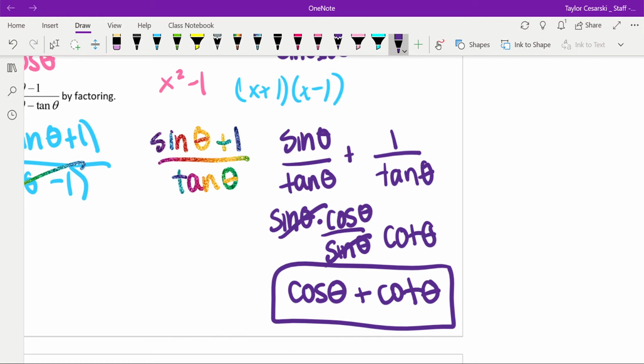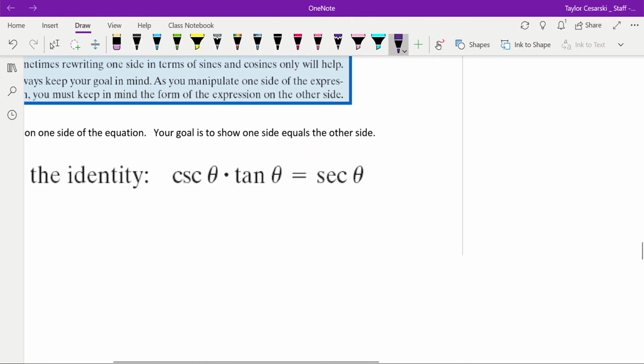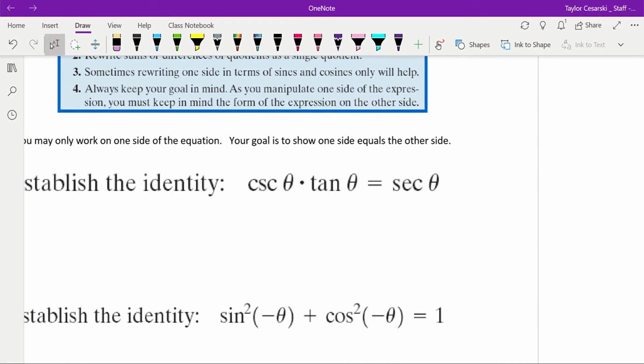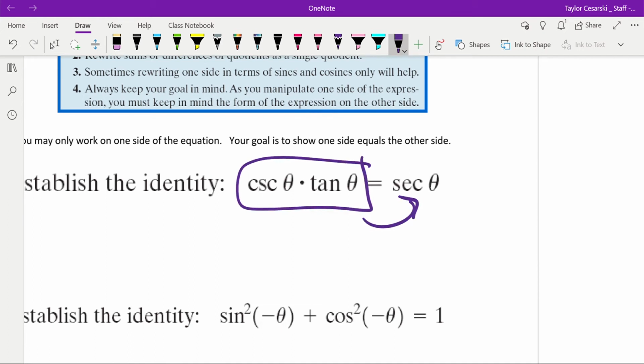All right, we're going to do a couple more practices. These are going to be kind of like proofs. I actually think proofs are a little bit easier because it gives you what your final answer should look like. The big thing is you can only manipulate one side of the equation. But you should know if you're right or wrong at the end because it tells you it should equal secant of theta.